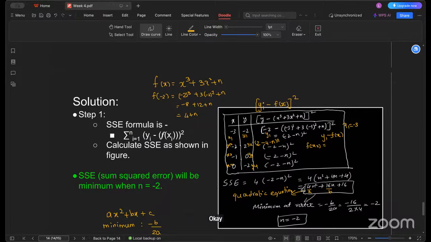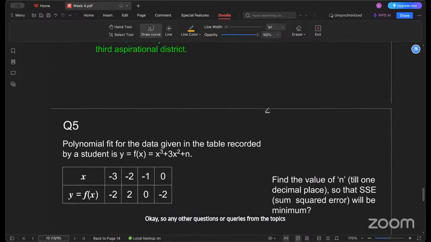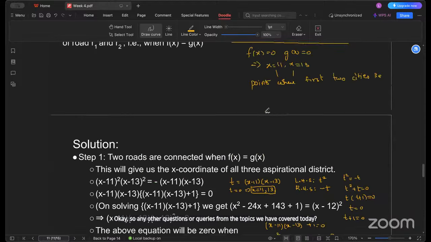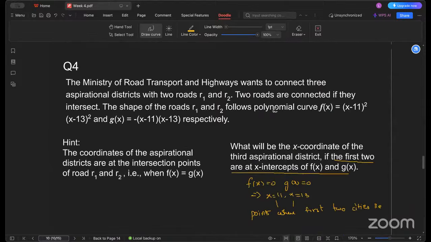Okay, so any other questions or queries from the topics we have covered today? I recommend you to try drawing the graph, so we have an understanding of how these graphs look. Try it as a homework to visualize these graphs and the intersecting points.